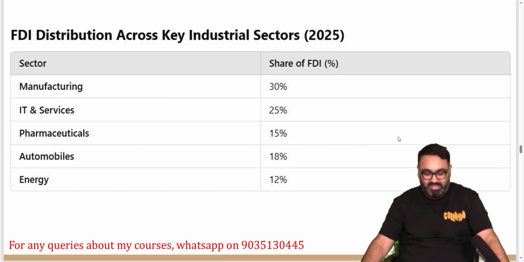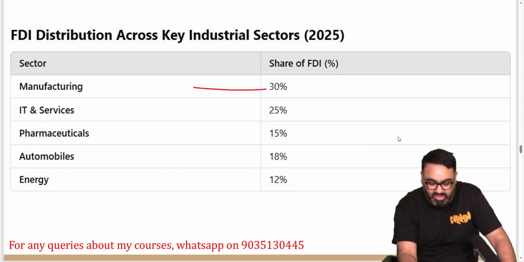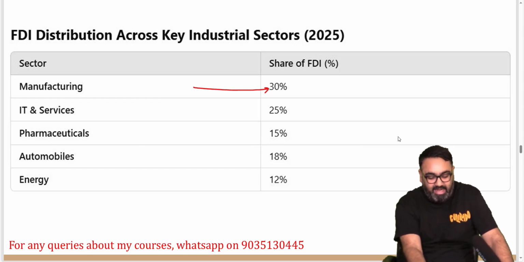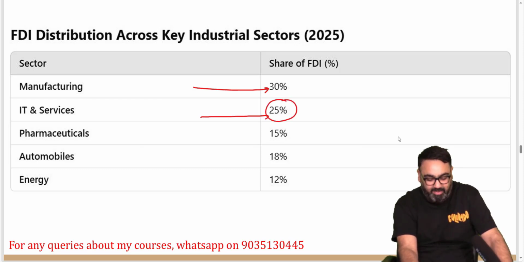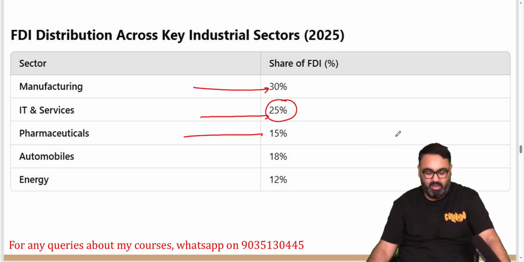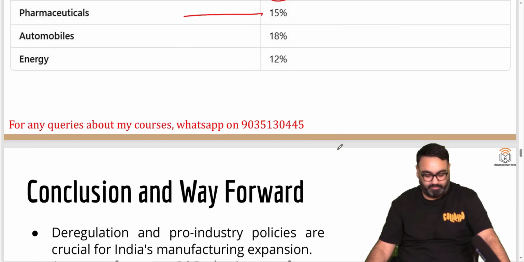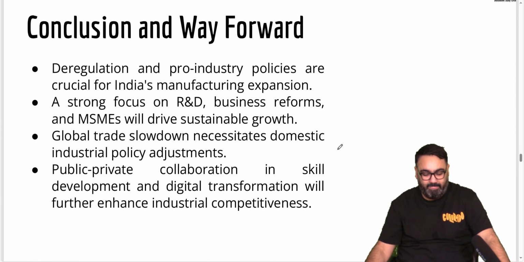As per the Economic Survey in 2025, the FDI, foreign direct investment coming into India, has been distributed like this. Manufacturing has seen the most FDI, 30%. IT and other services have seen 25% FDI coming in. Pharmaceutical about 15%. Automobile 18%, etc.